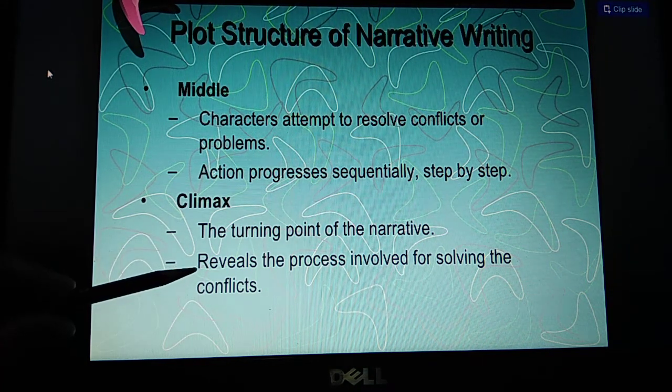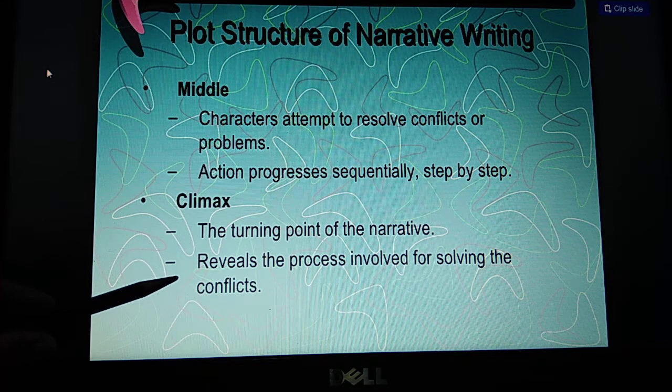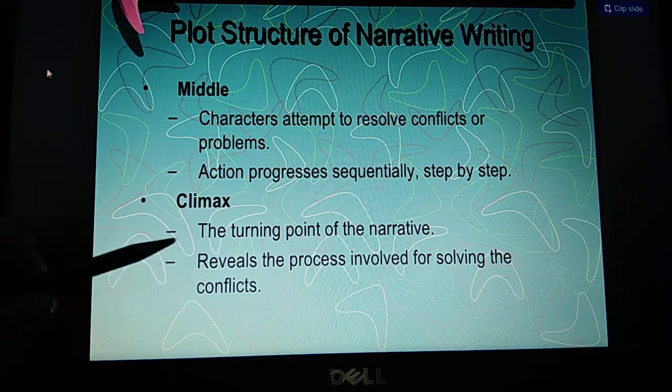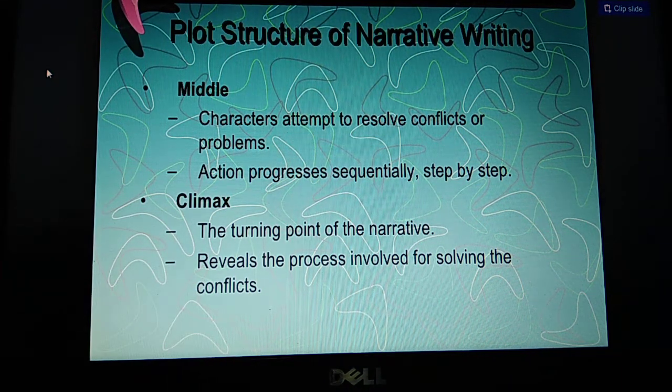When your action is not in a sequence, the reader loses interest. You wouldn't want to mention the ending first and then go back and then come back to what you were saying and then move over to what happened next and then return. You see, that makes confusion.